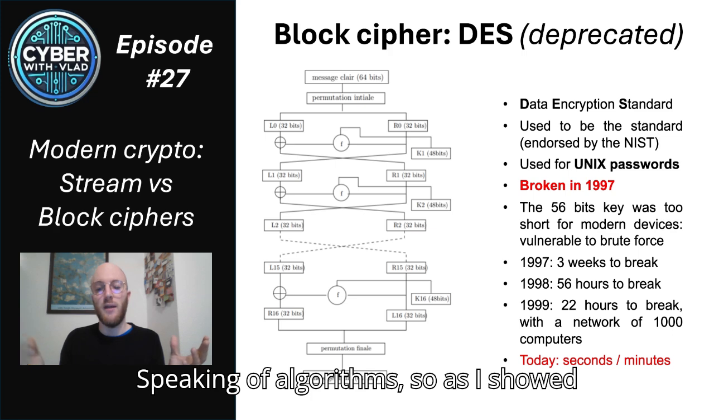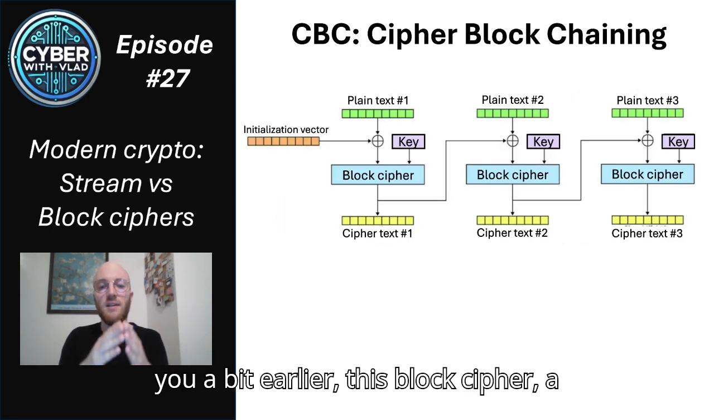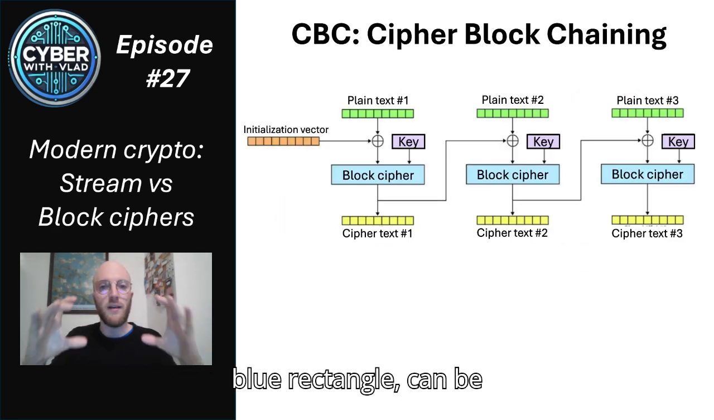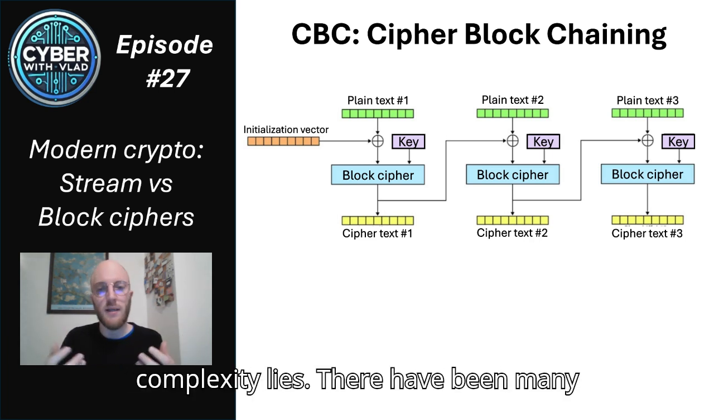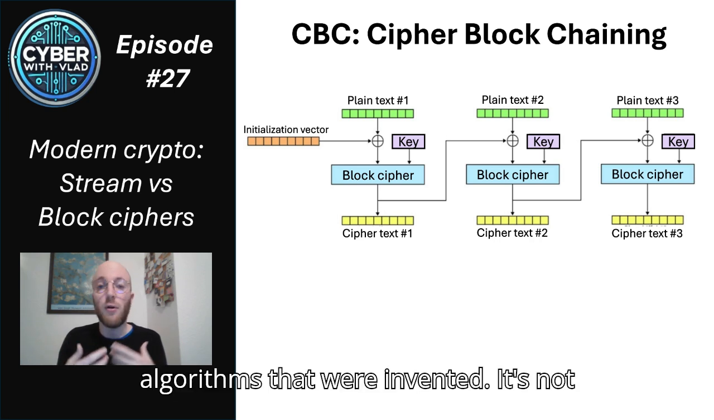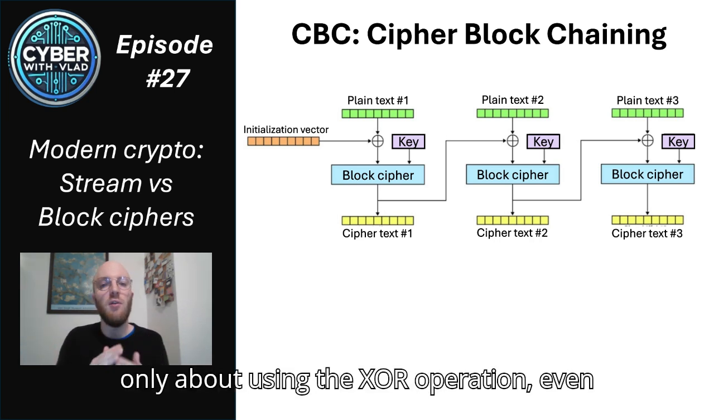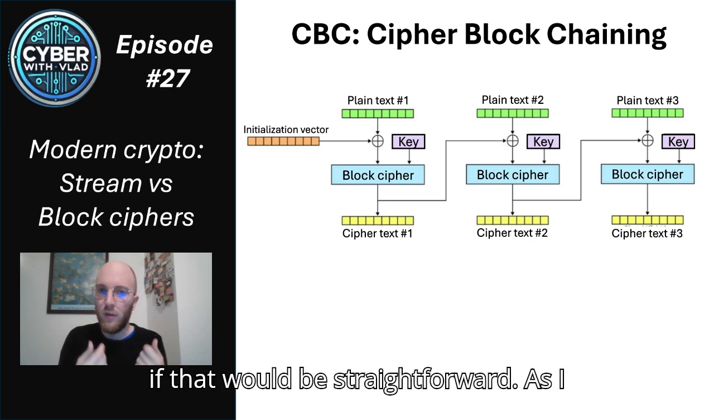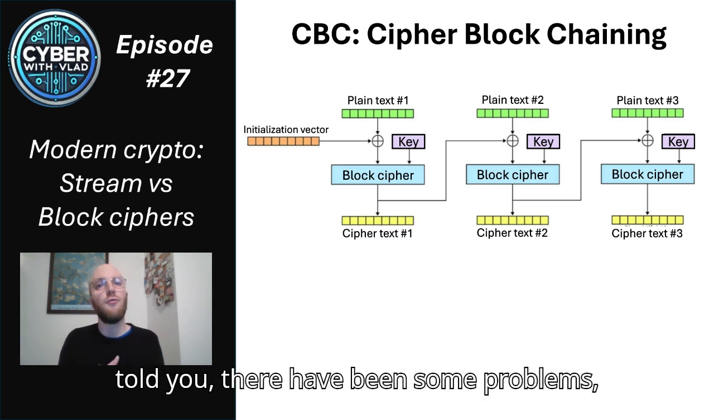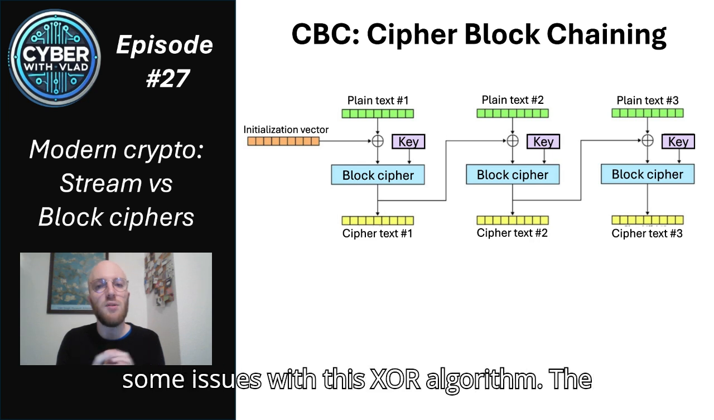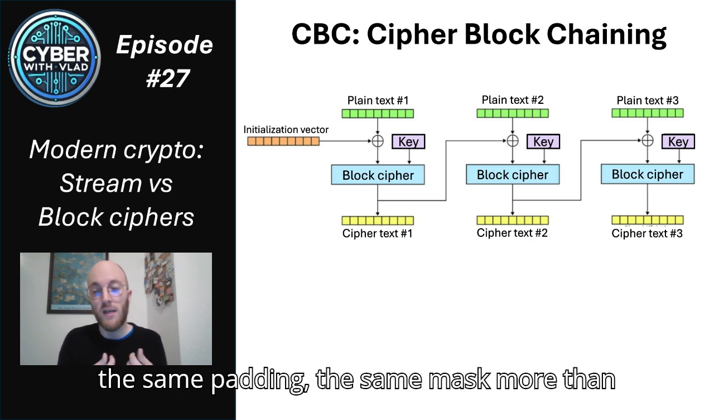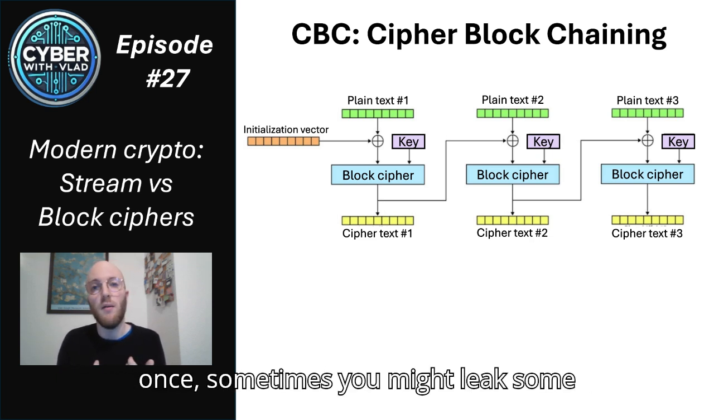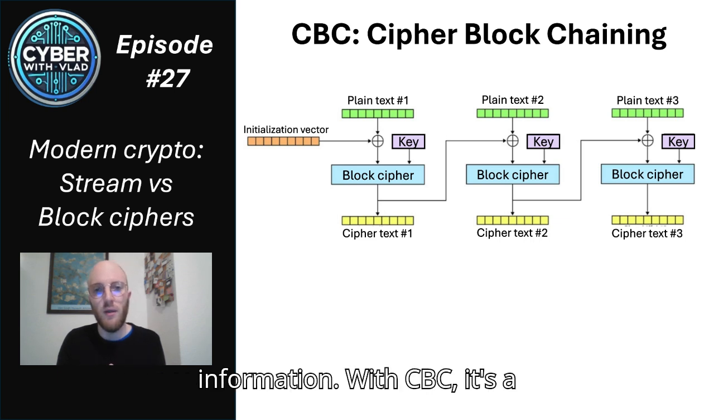Speaking of algorithms, as I showed you a bit earlier, this block cipher blue rectangle can be anything. And of course, that's where the complexity lies. There have been many algorithms that were invented. It's not only about using the XOR operation, even if that would be straightforward. As I told you, there have been some issues with this XOR algorithm. The idea is that if you use the same padding, the same mask more than once, sometimes you might leak some information.